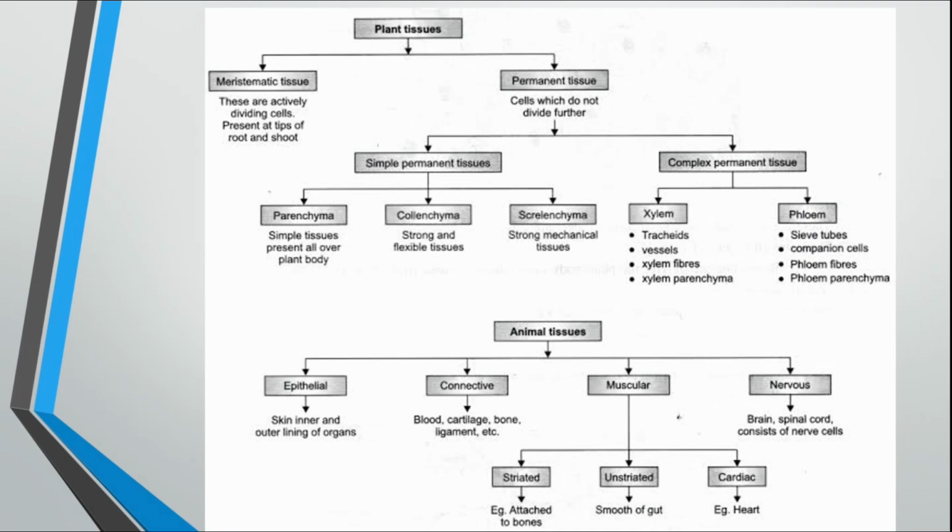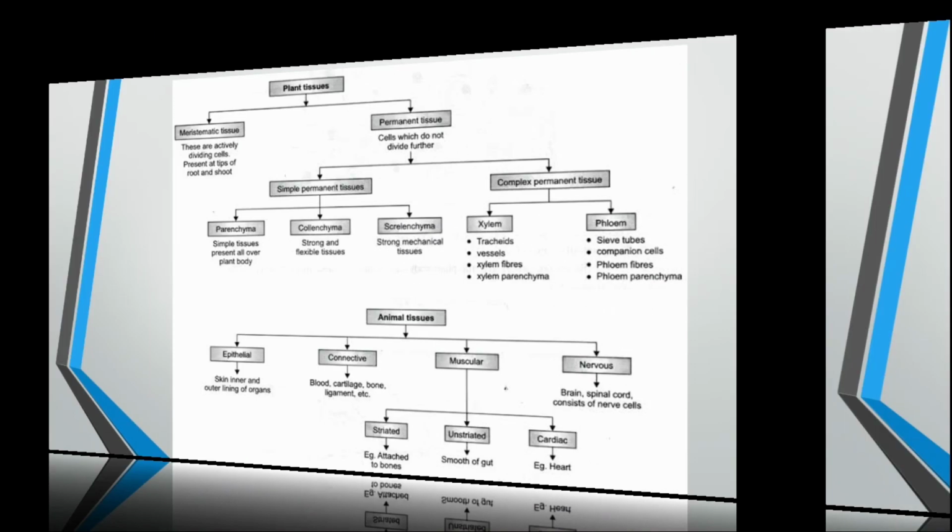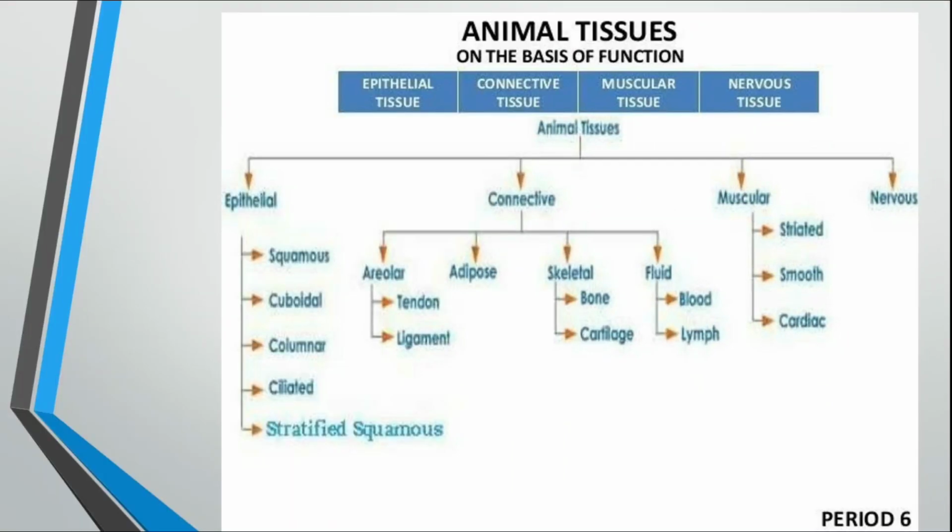This is the flow chart of plant tissue and animal tissue. It is another flow chart for animal tissue.